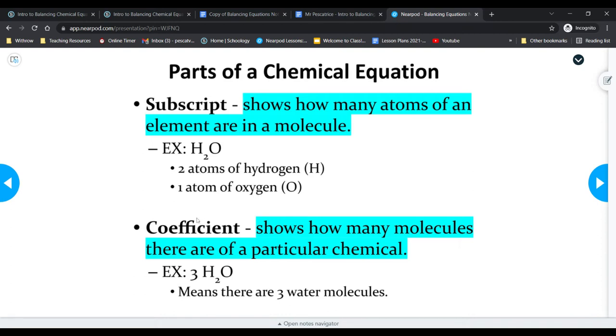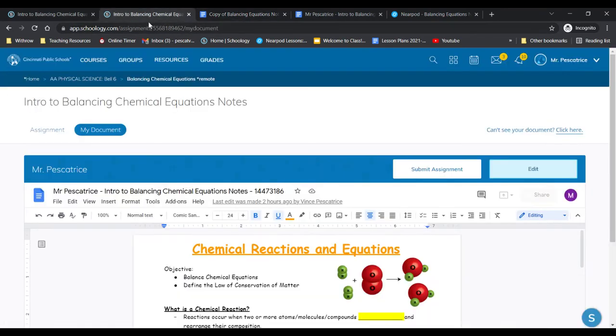Now, coefficients, this is what we're going to be spending a lot of our time on. We can change these. You can change the coefficient, and you can change it frequently. So what you can do is change the coefficient in front of it to multiply this out. So you can have 3 water molecules, 3 H2O, which means there's also 6 hydrogens and 3 oxygens.